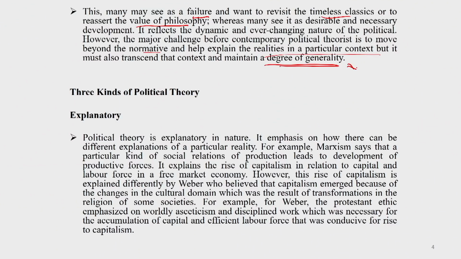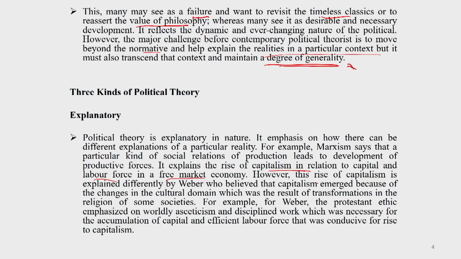So, Marxism on the one hand says that the particular kind of social relations of production leads to development of productive forces, and it explains the rise of capitalism in relation to capital and labor forces in a free market economy. So, that is one kind of explanation to the rise and growth of capitalism in the modern world.